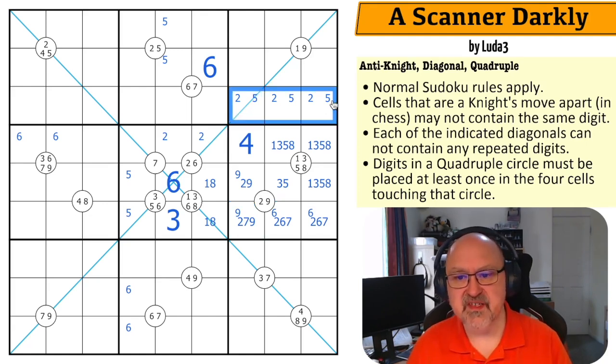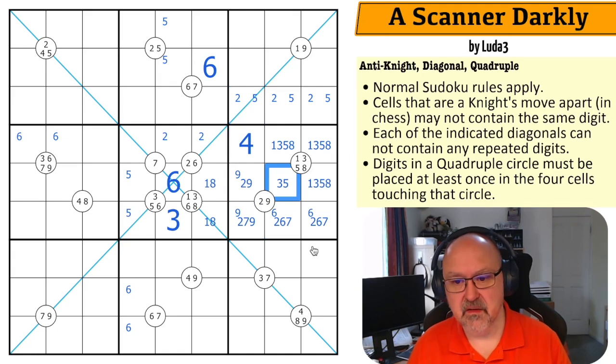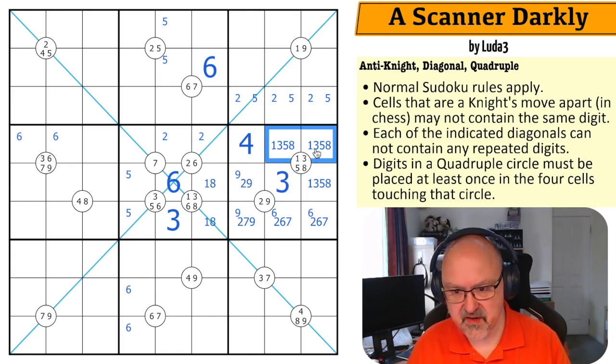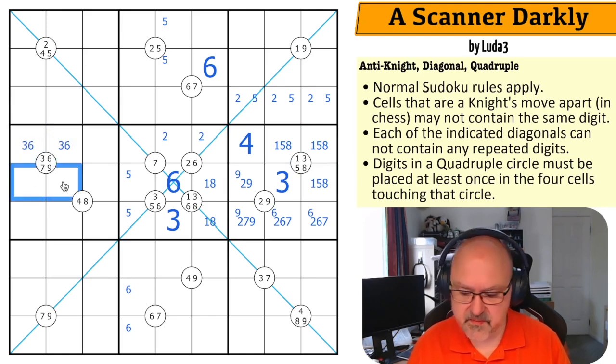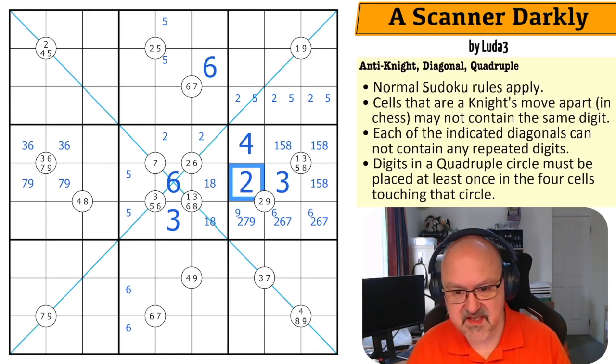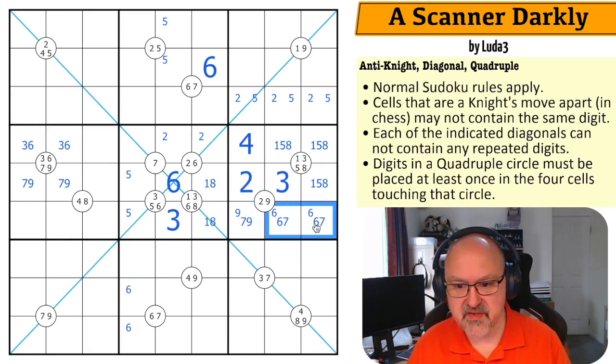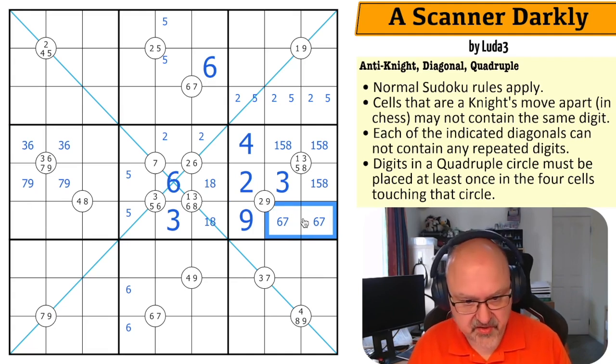Right, 5 is in one of these 3, and they all see that cell. So if this was a 5, I couldn't put 5 there, there, or there, but I know 5 is down there because of the quadruples. This is the 3, and I can take 3 out of those. That puts 3 in one of those two, and this becomes a 3, 6 pair. Okay, so this becomes a 7, 9 pair, which means this is the 2, and I can take 2 out of all of those. This becomes 6, 7, this becomes the 9, and this is a 6, 7 pair. I knew there'd be some low-hanging fruit somewhere, I just didn't know where.